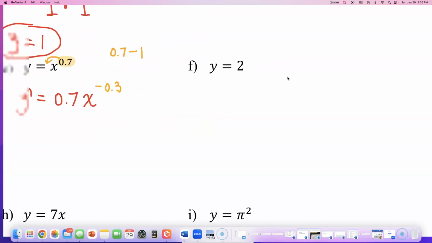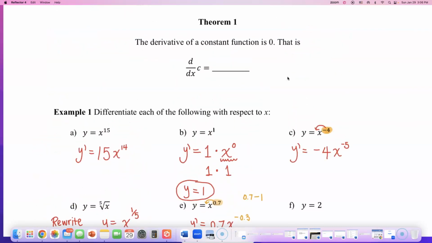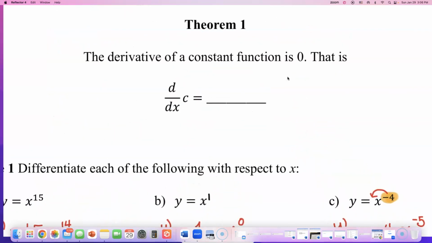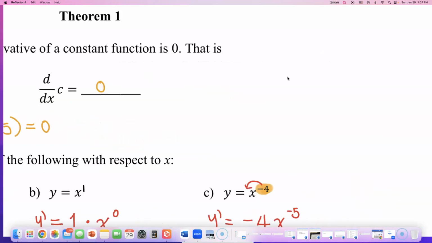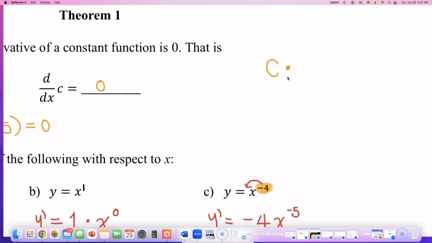Now, I forgot to give you the second theorem over here, the derivative of a constant function. So, for example, if I ask you to find the derivative of a number, like 5, that's going to be automatically 0, okay? And here's the reason. Think of c as c times x raised to the 0th power. See, there's no x here, right? When there's no x, you can think of there being a hidden x to the 0 power.